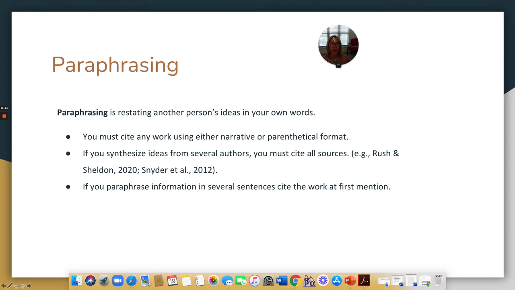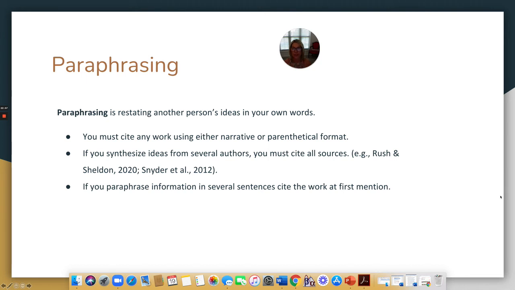And so when we think about paraphrasing, I wanted to touch base on this. Paraphrasing is when you restate another person's ideas in your own words. Now, this doesn't mean just changing 1 or 2 words in a sentence. It really is trying to capture that thought and rephrase what the author is saying. And even if you do paraphrase something, you must cite your work either using that narrative or parenthetical format.